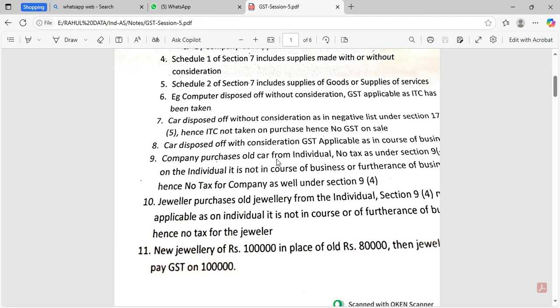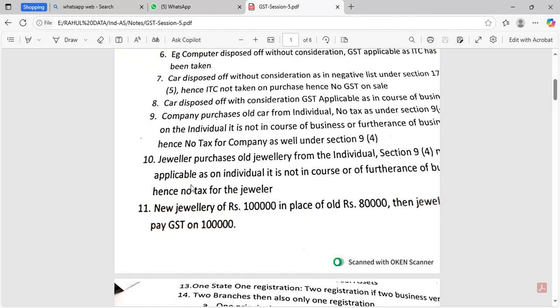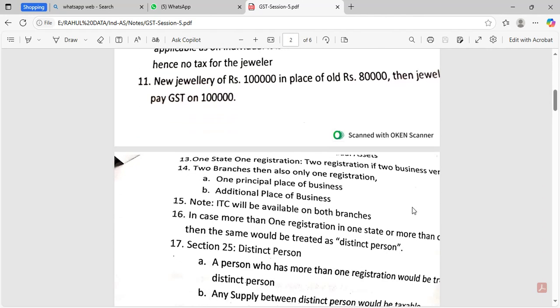Company purchases old car from an individual, no tax under Section 9(4) on the individual, as it is not in course or furtherance of business, hence no tax on the company as well under Section 9(4). Jeweller purchases old jewellery from an individual, Section 9(4) applicable on the individual. It is not in course or furtherance of business, hence no tax on the jeweller. New jewellery of 1 lakh in place of old 80,000, then the jeweller pays GST on 1 lakh.